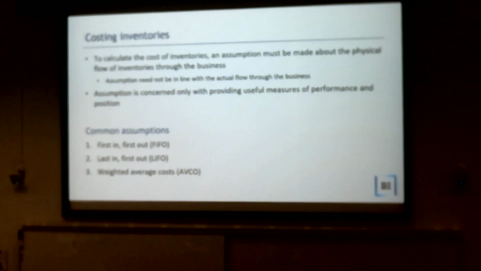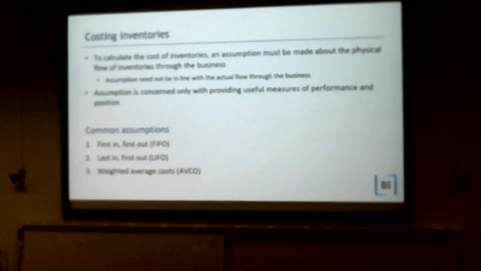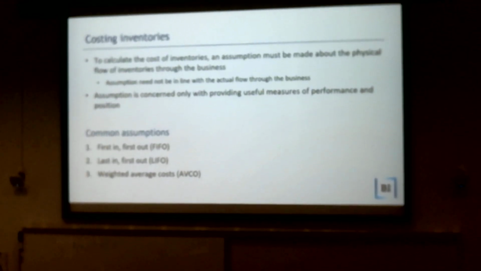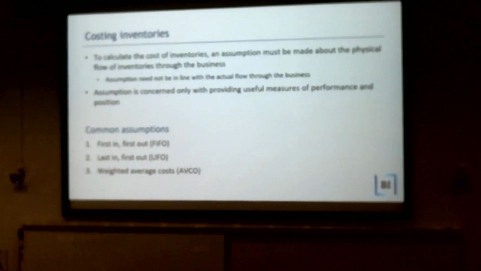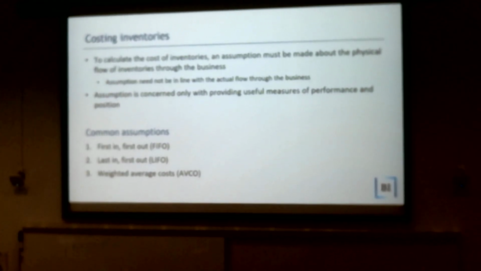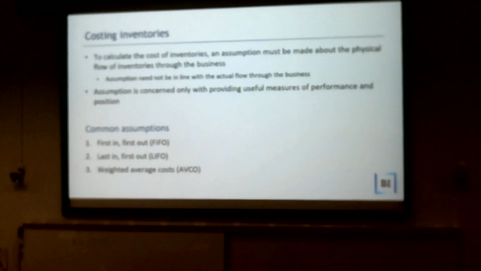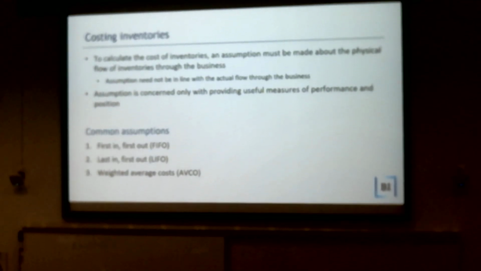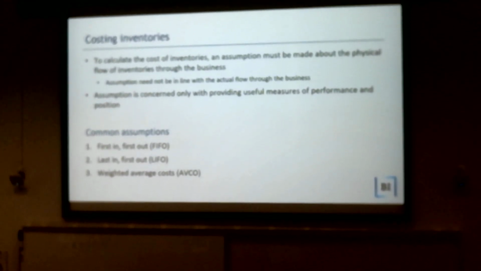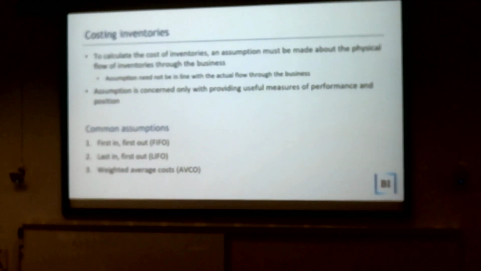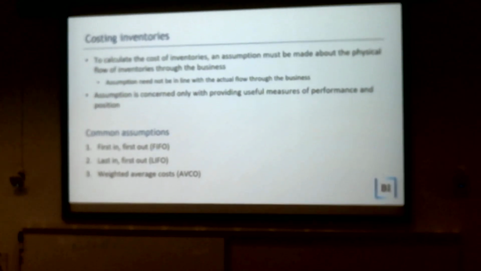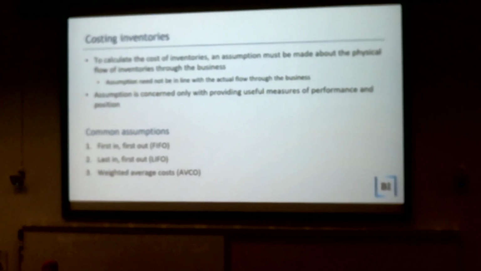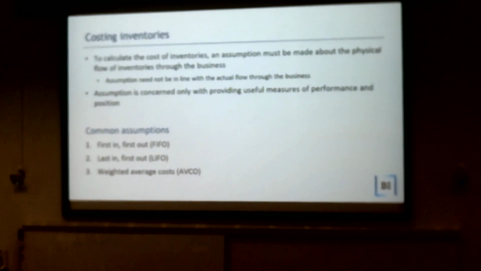But now, think about Paul buys 200 meters for $10, pound, whatever, and 200 meters for 12, and then sells 200. What's the cost of the inventory of the paper he sells? Is it 10? Is it 12? Is it something in between? And that's why we need to make some assumptions about the physical flow.